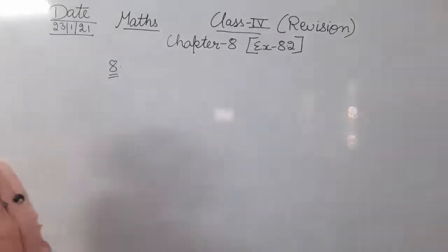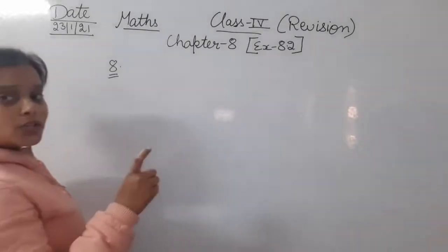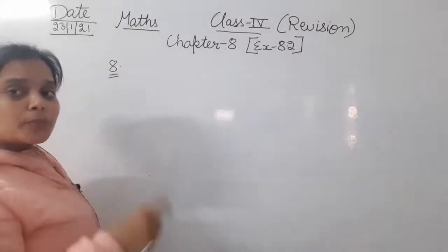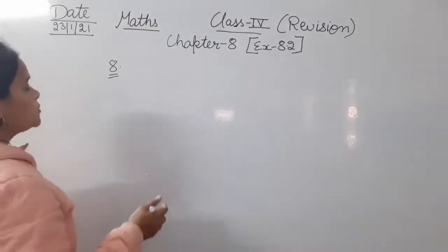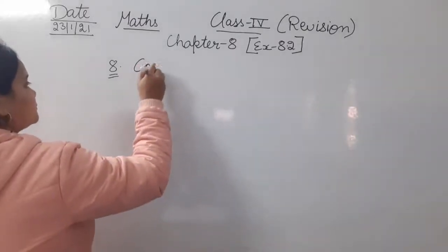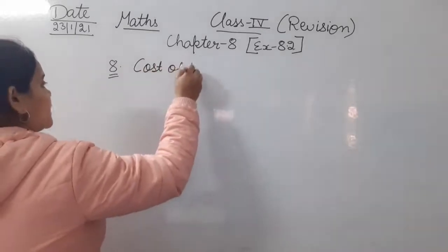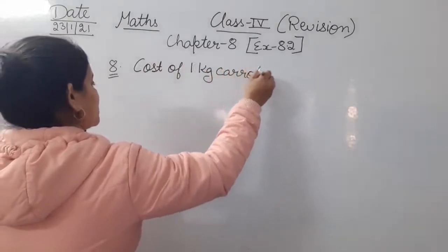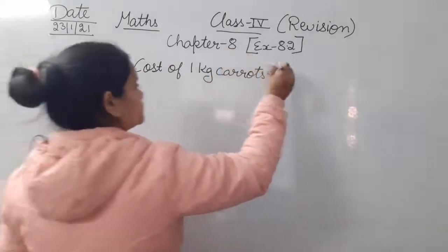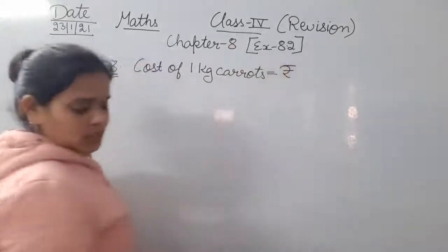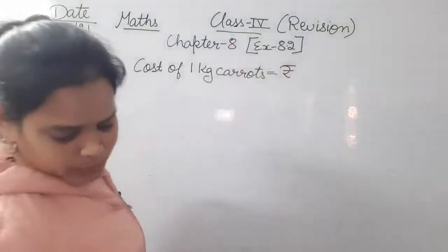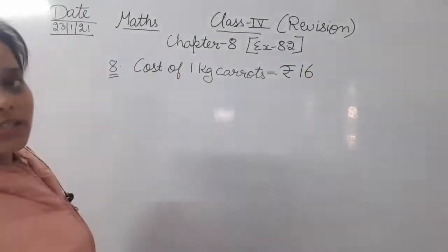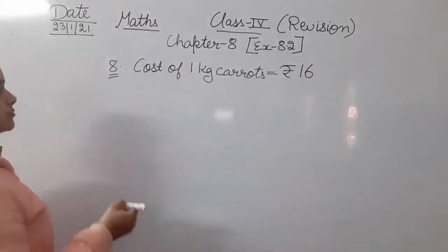kg. Okay, so we have to represent the cost of that is given in fraction. तो fraction जो उसकी kg में दी हुई है उसको हमें उसकी cost बतानी है in the number. चलिए, cost of 1 kg carrots. Cost of 1 kg carrots is equal to rupees 16.